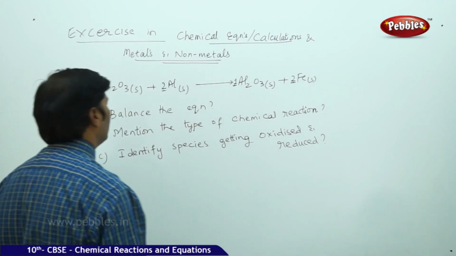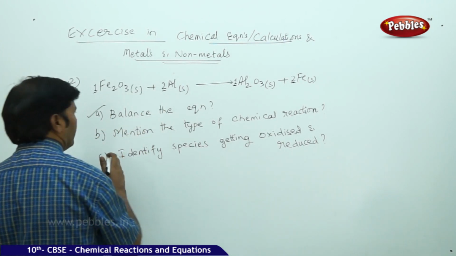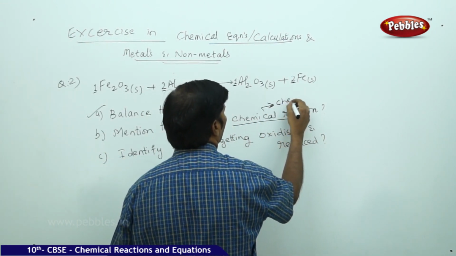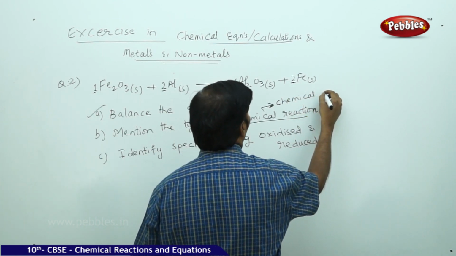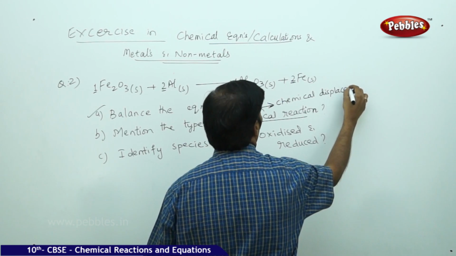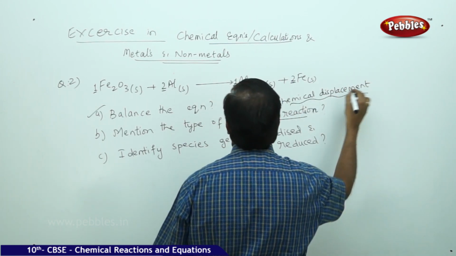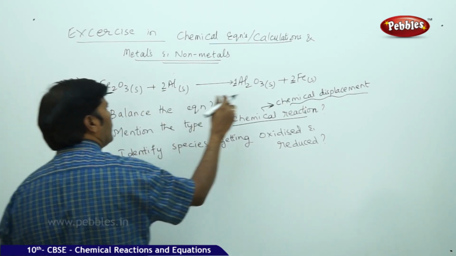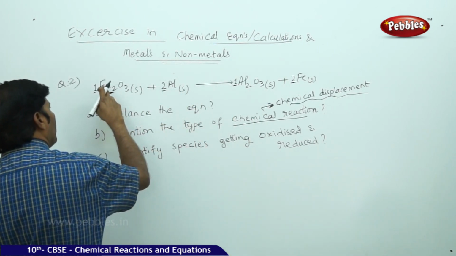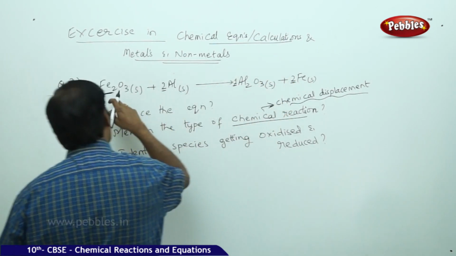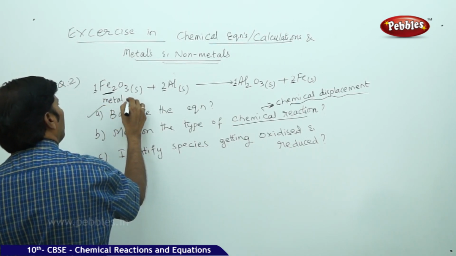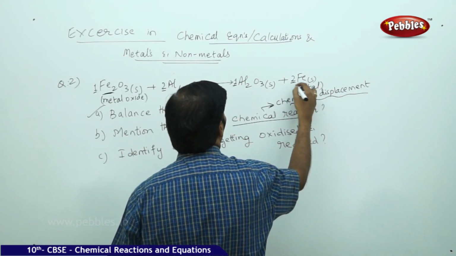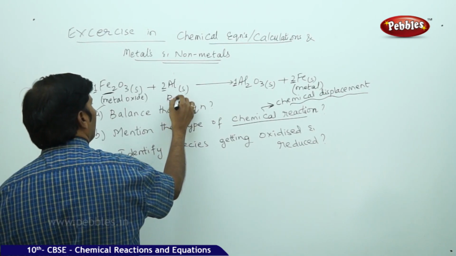Mention the type of chemical reaction. This is nothing but the chemical displacement. Mention the type of chemical reaction means here only we can give the answer. This is chemical displacement. We can say that the reaction is chemical displacement because here the iron in ferric oxide is getting displaced in the form of iron. The ferric ion is getting displaced in the form of iron from its oxide. This is metal oxide, and this is metal. So metal is being separated from metal oxide, and here aluminum is acting as a reducing agent.